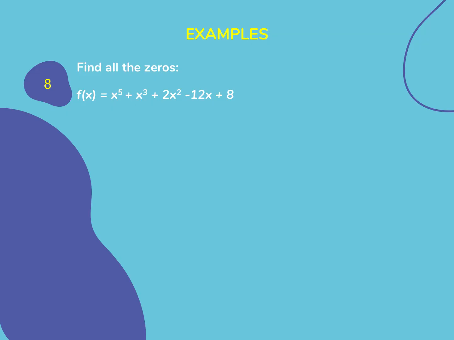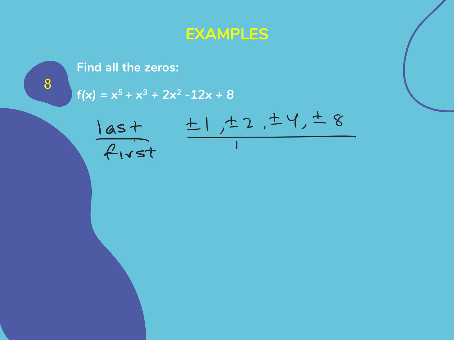And now for my last one, I'm going to go ahead and list the possible zeros. So again, we do last over first. My last is plus and minus 1, 2, 4, and 8, all the ways to multiply to get that last term, which was an 8. And then the first one is just a 1. So my possible zeros are going to be plus and minus 1, 2, 4, and 8.